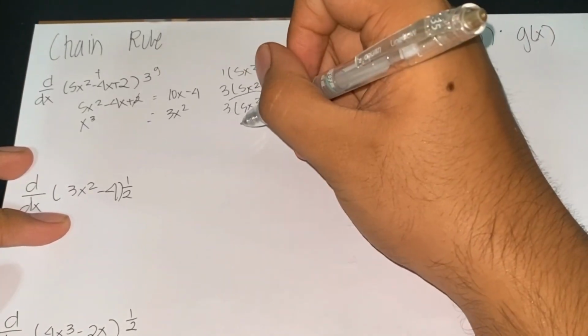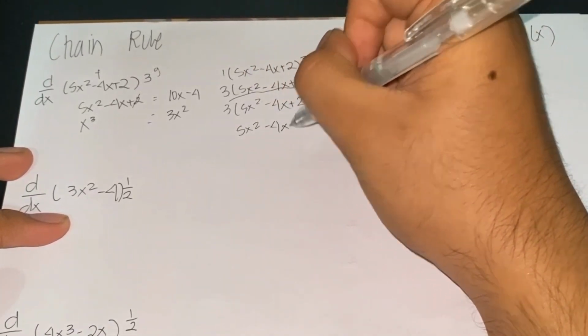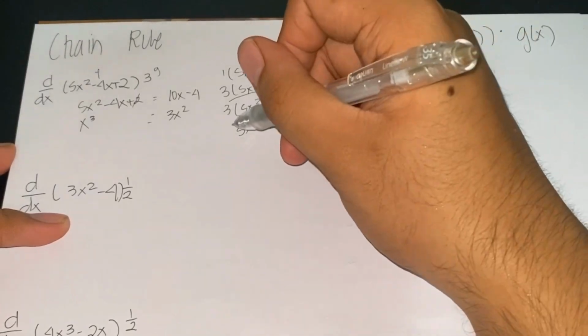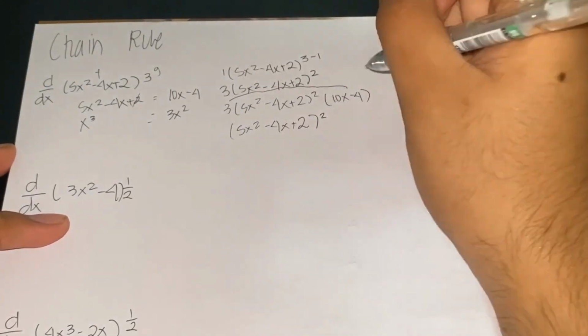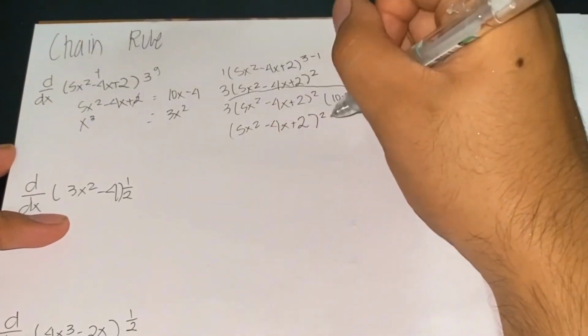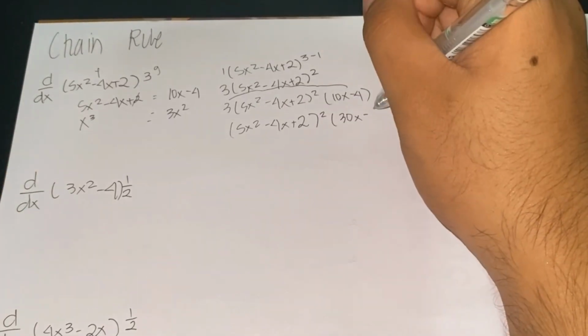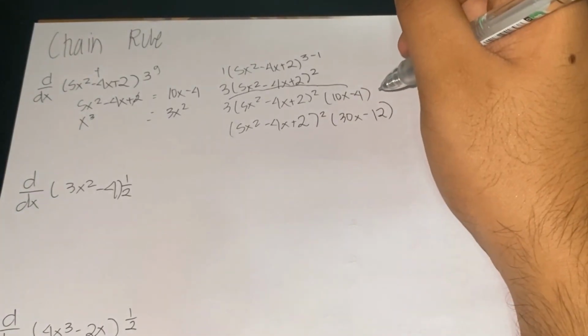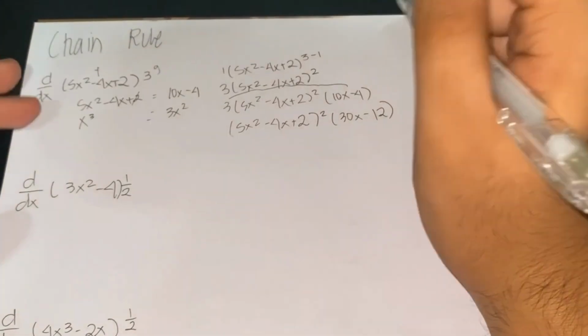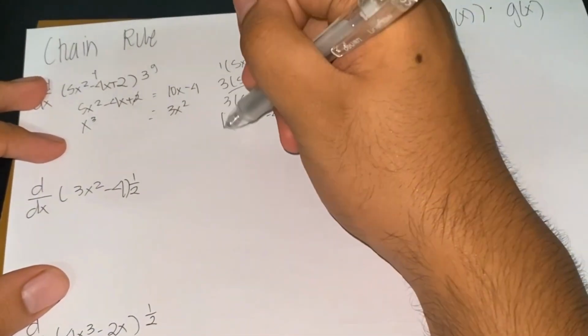Let's multiply it now. So that would be 5x squared minus 4x plus 2, squared. Then we multiply this, that would be 30x minus 4 times 3, that would be minus 12. And that is our answer. And that is all for the chain rule.